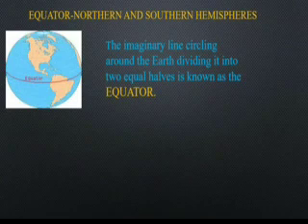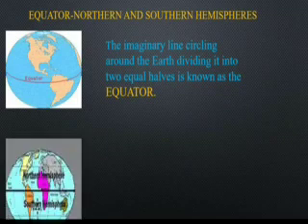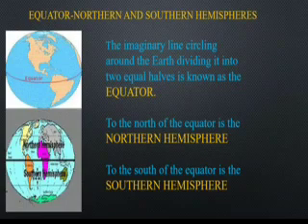The imaginary line circling around the Earth, dividing it into two equal halves, is known as the equator. To the north of the equator is the northern hemisphere. To the south of the equator is the southern hemisphere.